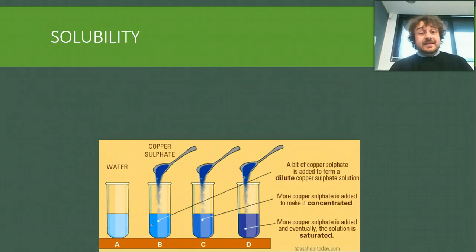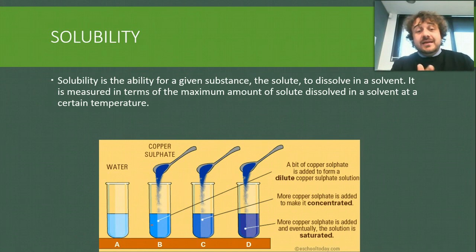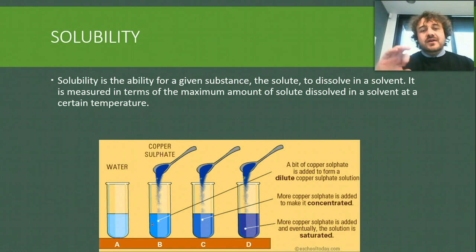Okay, solubility. Basically, solubility is the ability of any substance to dissolve into a solvent. Okay, so we talk about it in terms of the most you can have in a certain temperature. So per liter, however much of, in this case, copper sulfate, you can dissolve into water at a certain temperature.